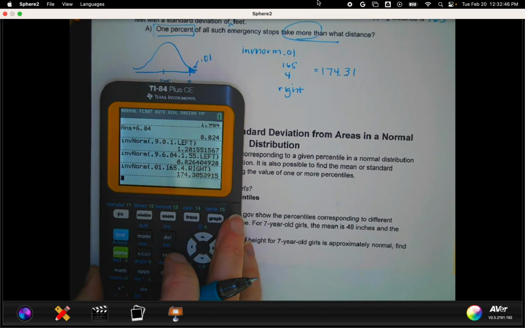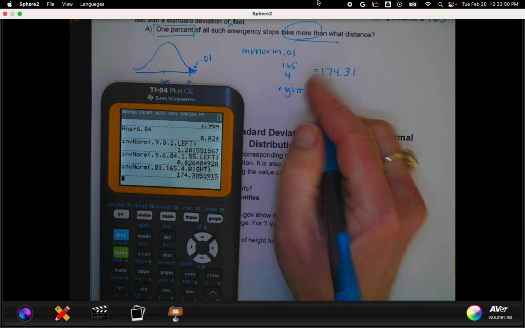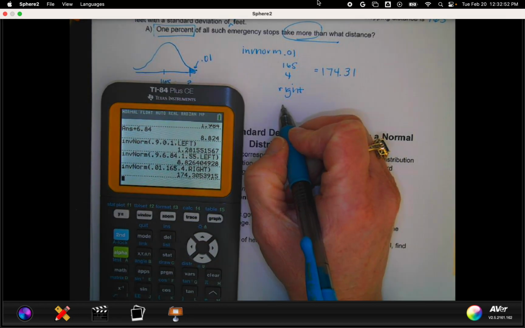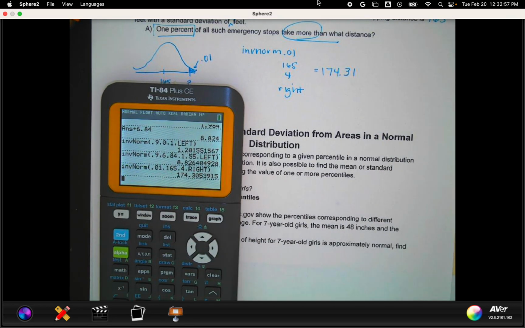You didn't get that? I think I just typed something wrong. Did you type in 0.1 or 0.01? I typed in 0.01. And 165 and 4? Yeah. Oh, yeah, it is wrong. Nice. Yeah, I see. I got that the first time.